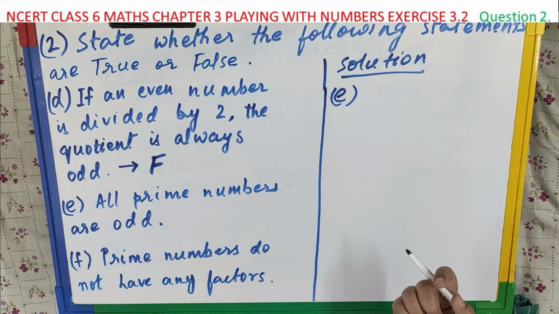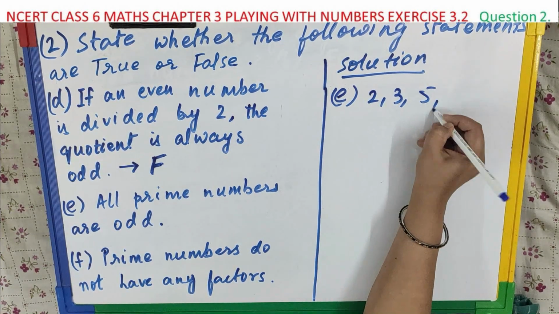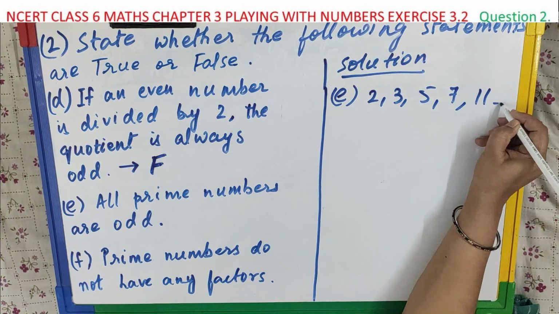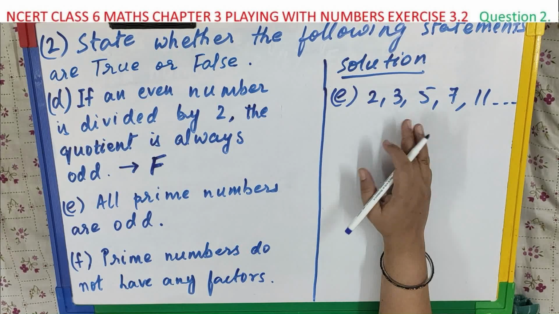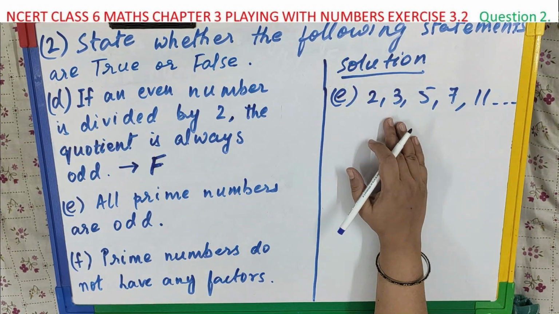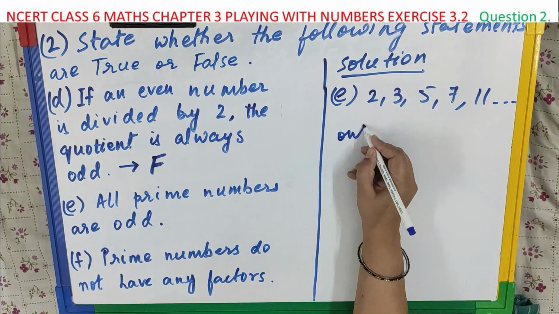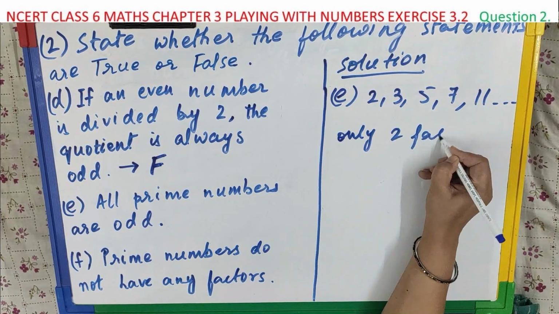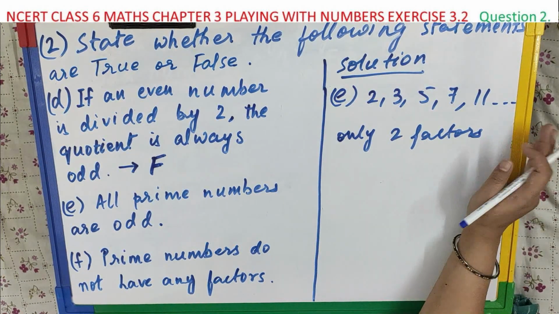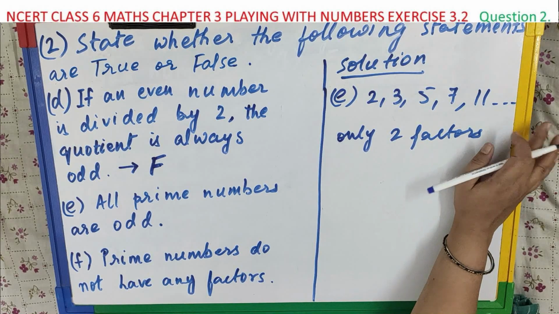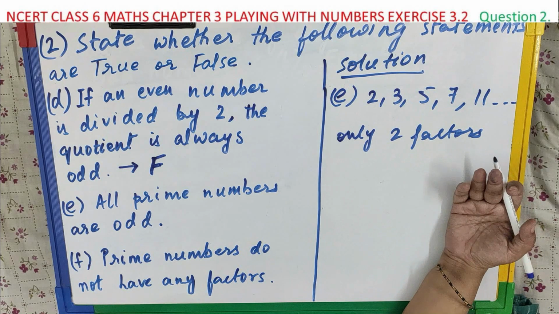What are prime numbers? Prime numbers are the numbers 2, 3, 5, 7, 11 and so on. Prime numbers are the numbers which have only 2 factors. There is a list of these prime numbers, and many more numbers are prime numbers. This list is also endless, like the list of even numbers and the list of odd numbers.